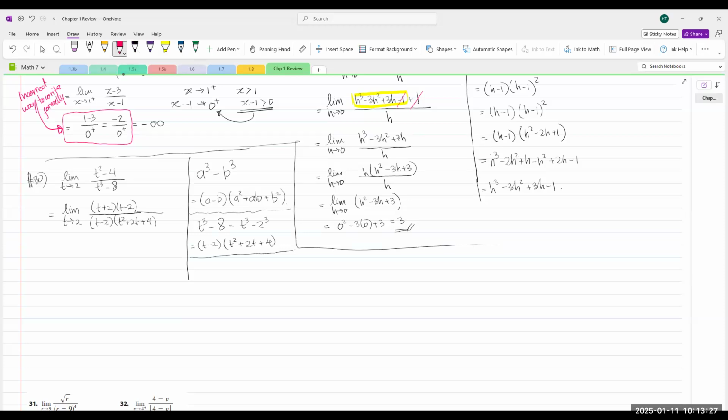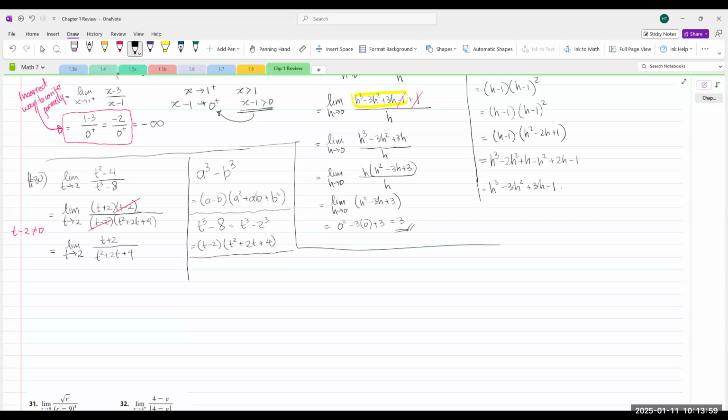Now you see that t approaching 2 means t minus 2 is not 0. Close to 0 but not 0. That's what the limit condition is for, to remind us that we are talking about t very close to 2 but not 2. So we can cancel t minus 2 because it's not equal to 0, and we get t plus 2 over t squared plus 2t plus 4.